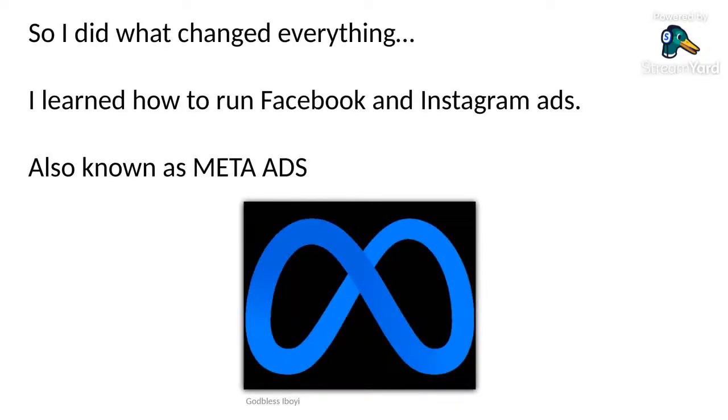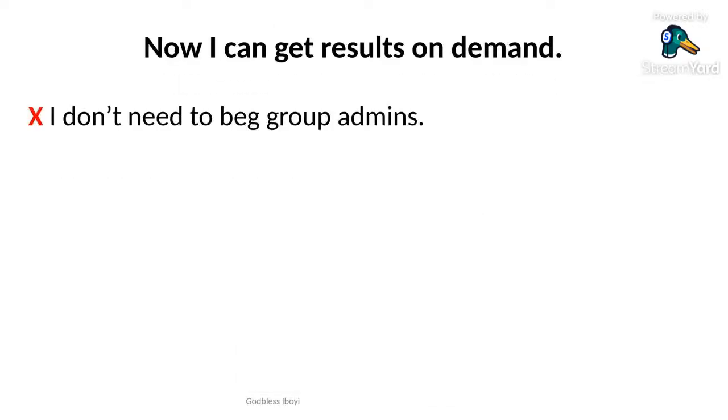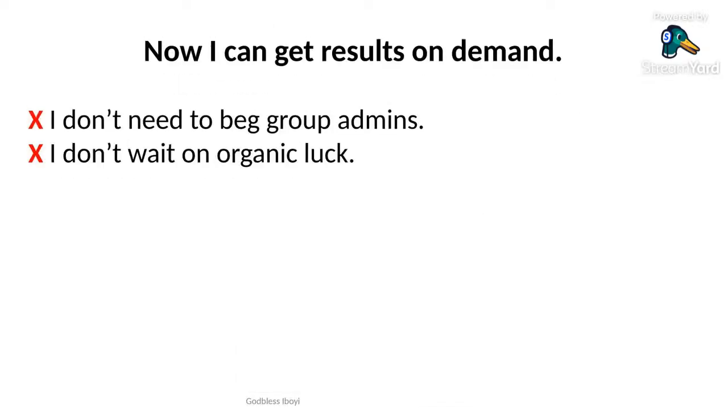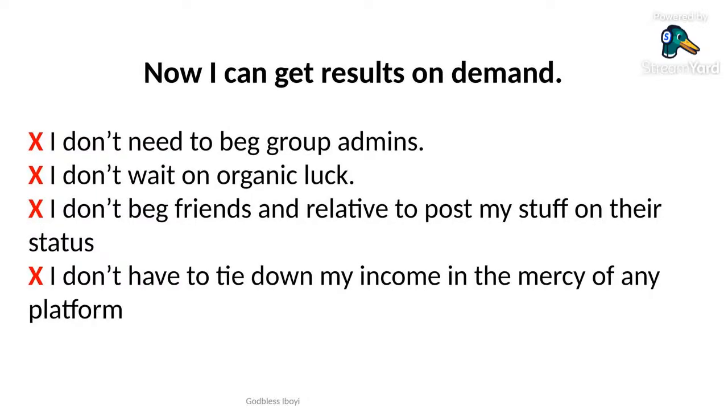So I did what changed everything. I learned how to run Facebook and Instagram ads, which is also known as Meta ads, right? Because Meta owns both Facebook and Instagram and even WhatsApp. Now I get results on demand. I don't need to beg group admins. I don't have to wait on organic reach. I don't beg friends and relatives to post my stuff on their status. And of course, I don't have to tie down my income to the mercy of any platform.